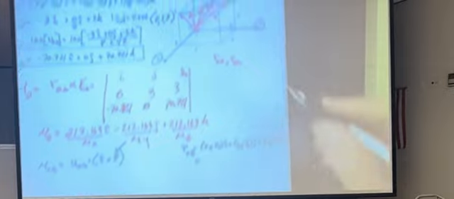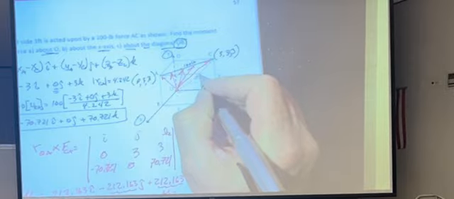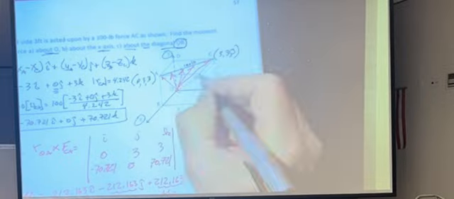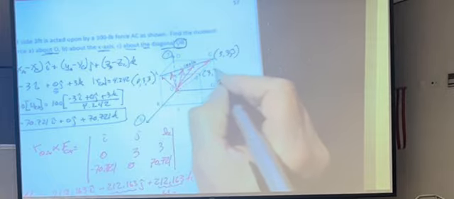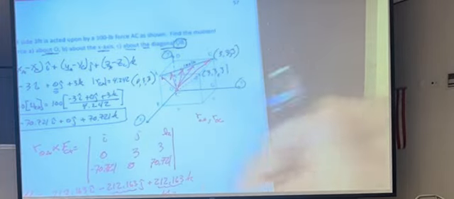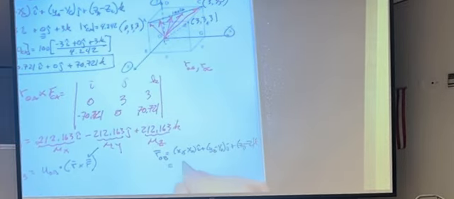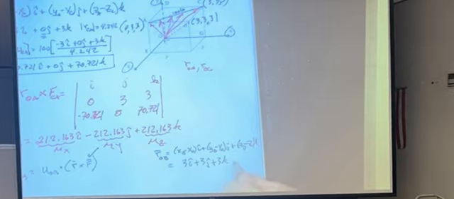I need an R and I need the unit vector OB, which means I need to say R_OB vector is (X_B minus X_O)i plus (Y_B minus Y_O)j plus (Z_B minus Z_O)k. That's really equal to, here's B. What are the coordinates of B? Yeah, 3, 3, 3. What are the coordinates of O? 0, 0, 0. So what would R_OB be? 3i plus 3j plus 3k.